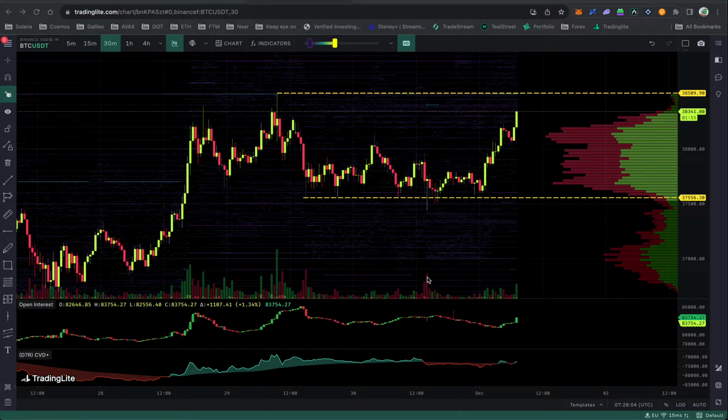Guys, I thought I'd do a quick video here to explain swing failure patterns and why they've become my go-to with Bitcoin, especially of late. This is not TradingView, it's Trading Light, so it has liquidity and shows open interest and things like that. I took the trade last night around this level here.